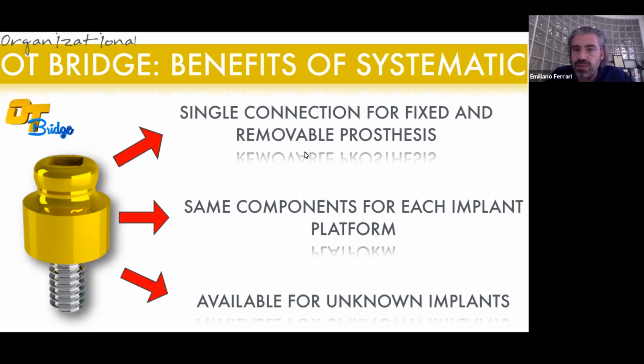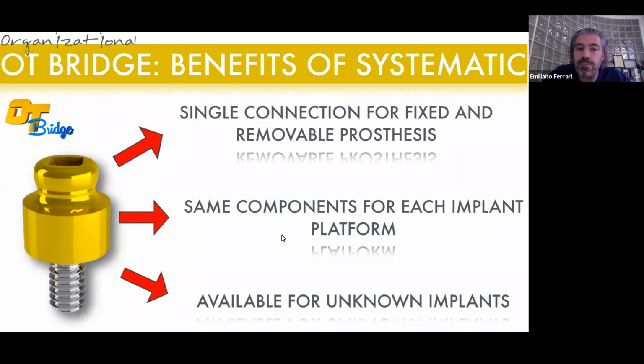And the last benefit that we think this kind of attachment has is the one related to the organization of your daily practice. Because you have a single connection for fixed and removable denture. And this is a very important advantage. Maybe sometimes in those treatment plans in which you have a removable denture for temporary and fixed rehabilitation for final, in those cases, you have the same connection that you have to screw during the healing of the implant, and you don't have to remove it. And of course, you have the same component for each implant platform.